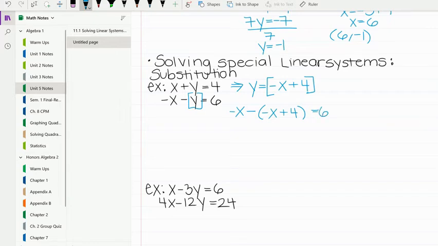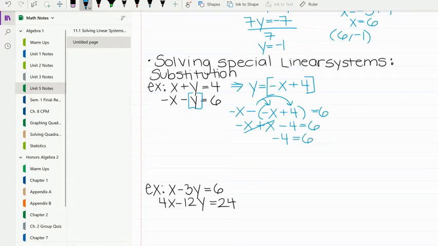So the next step would be to deal with these parentheses. So I'm going to distribute that negative sign, thinking of it like a -1. So this would be -x. This would turn into plus x minus 4 equals 6. Now the -x plus x, that just cancels out. So we end up getting -4 equals 6.